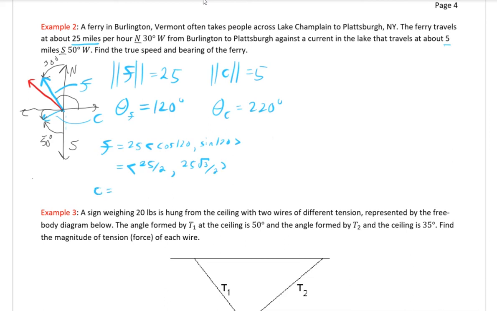And then for the current, we have 5 times cosine of 220 and sine of 220. Oh, one of these actually should be negative. This should be negative 25 over 2. Okay. Cosine of 220, that's in quadrant 3, so it'll be negative as well. But that's going to be root 3 over 2. So we'll have negative 5 root 3 over 2, followed by sine of 220, which is 1/2 negative, so negative 5 over 2.